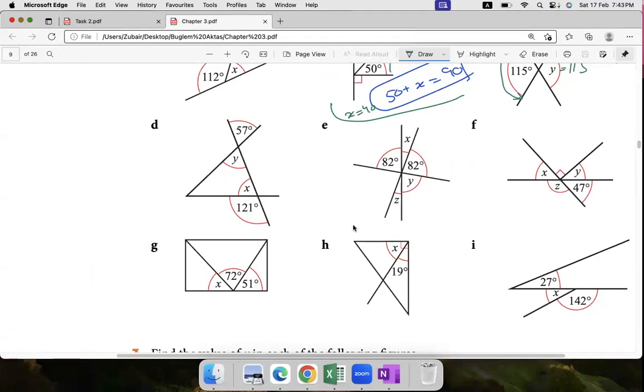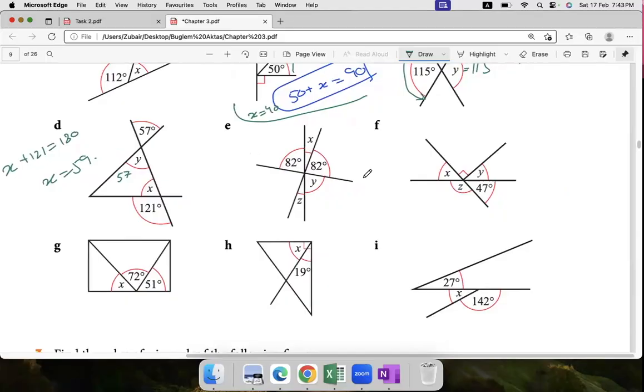Okay, now let's try this D part. What is y equal to? 57. What is x equal to? 59. X plus 121 is equal to 180, and x is equal to 59. Okay, E part.